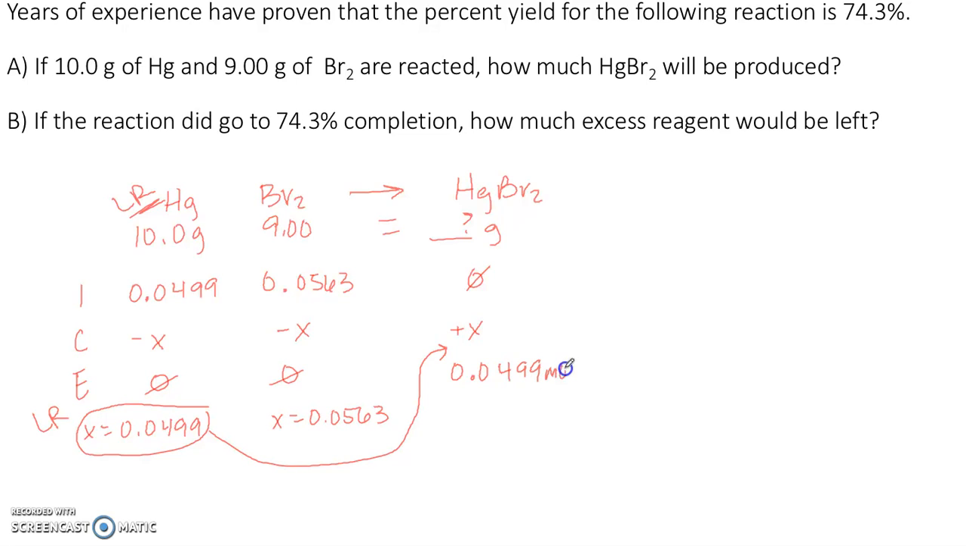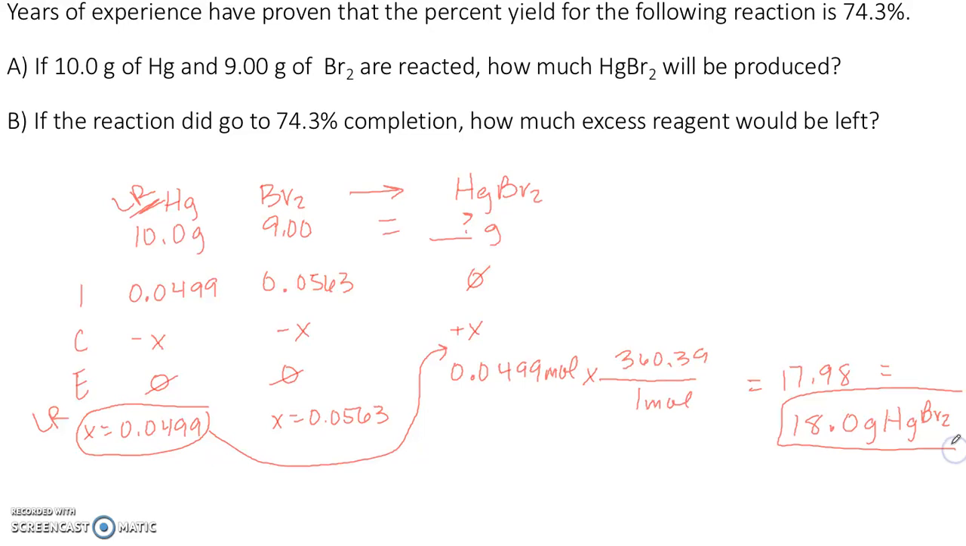0.0499 moles of HgBr2. But we don't want moles, we want grams, so we're going to take that number and multiply by the formula mass, which is 360.39. And we end up with 17.98, but we want 3 significant figures, so we round that to 18.0 grams of HgBr2. All right, and I'll finish the rest of this in the next part.